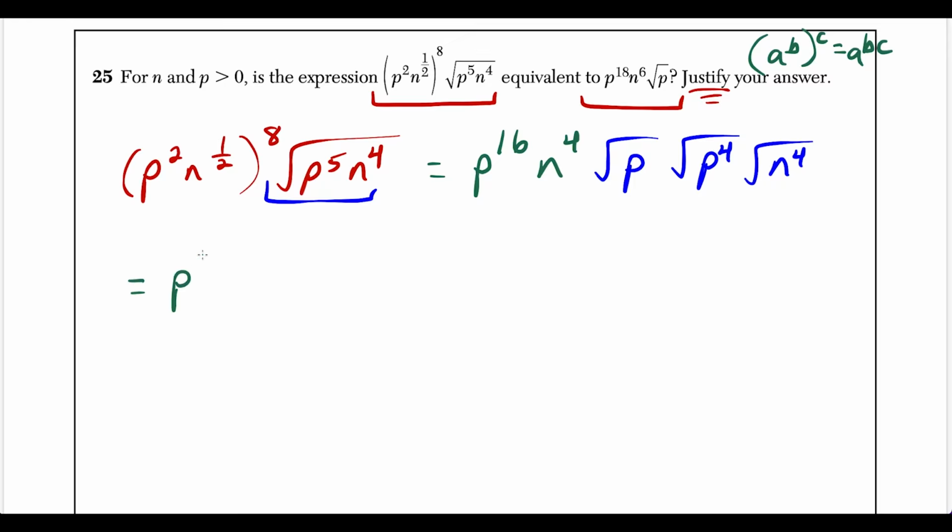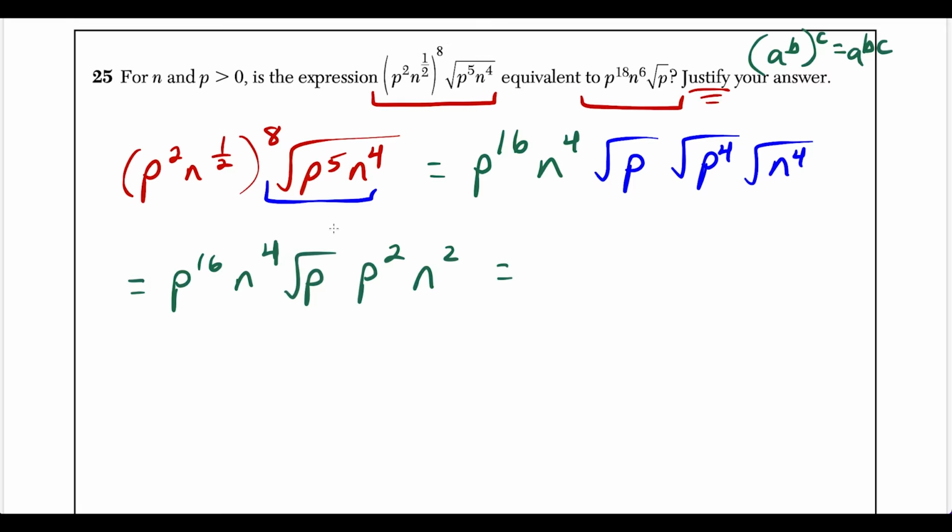We have p to the 16 times n to the 4th, just to make that a little neater. Then we have square root of p, and then the square root of p to the 4th is p squared, because p squared times p squared is p to the 4th. And the square root of n to the 4th is n squared like this.